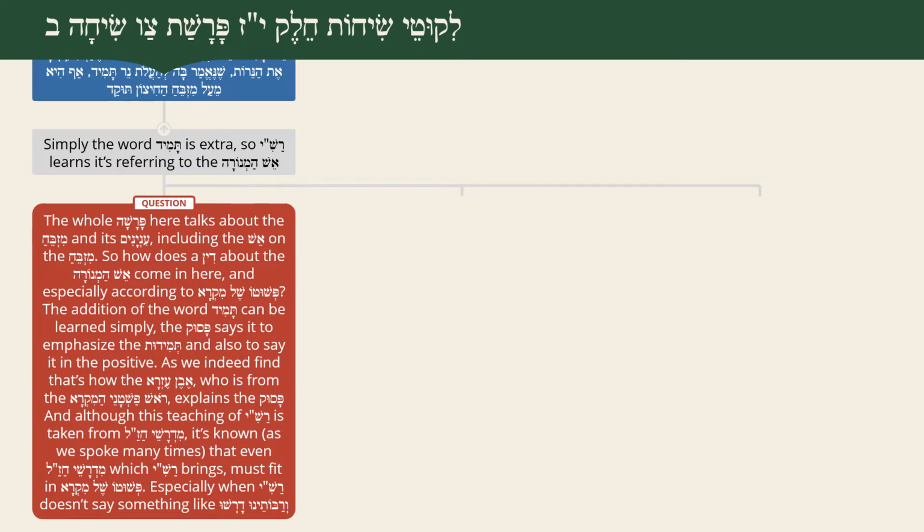And although this teaching of Rashi is taken from Midrash Chazal, it's known, as we spoke many times, that even Midrash Chazal which Rashi brings must fit in Pshuto Shel Mikra. And this is especially when Rashi doesn't say something like "Rabbosseinu darshu." Like over here, Rashi doesn't even mention that it's a Midrash. So over here, it's even more emphasized that this is fully and entirely fitting with Pshuto Shel Mikra.